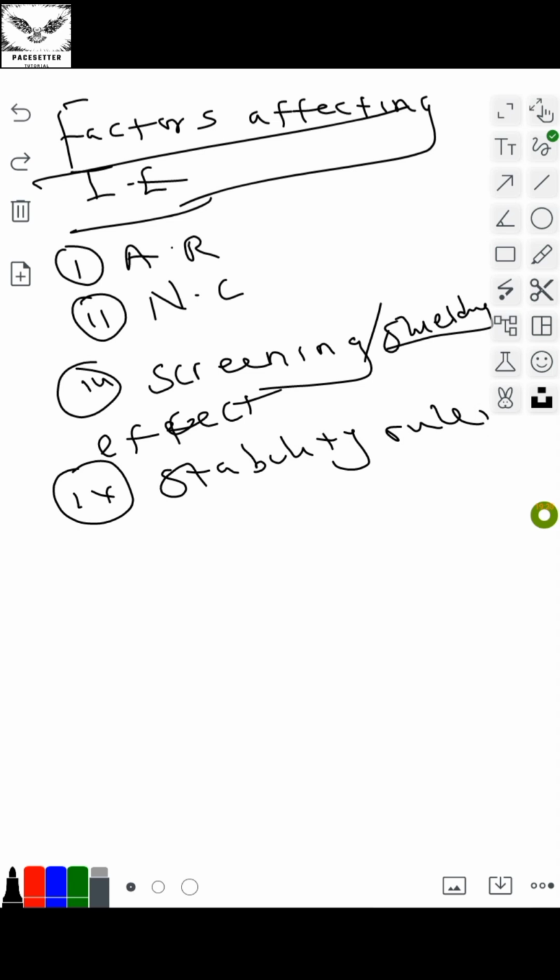Okay, so I'm going to stop this here, but obviously, you know that there is a lot to learn under this topic, and each of these things has to be explained in terms of how they affect ionization energy.